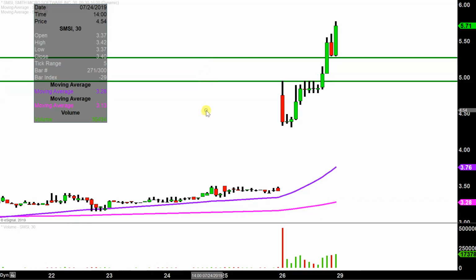Next level of support after that would be that previous breakout point from earlier on in the day, and that sits right down there around the $5 mark. So $5.25 and $5, two of the near-term levels of support.